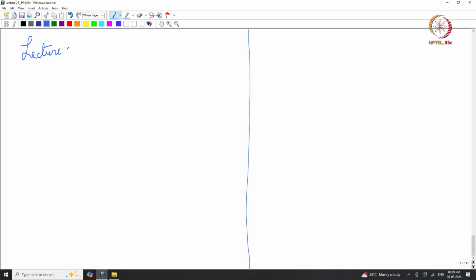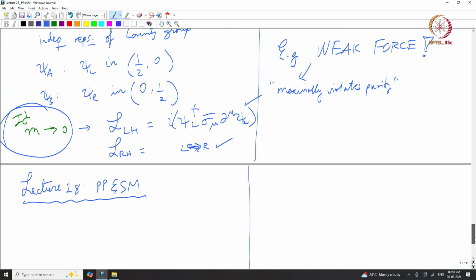Alright, so welcome back to the particle physics understanding model. This is lecture 28, and in the previous lecture we finally wrapped up spin half, right. Spin half representations in quantum field theory.